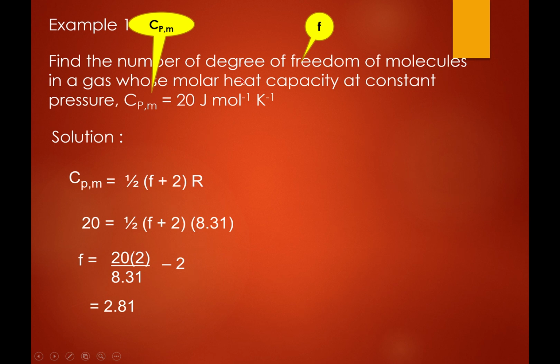But F is the number of degrees of freedom, so we cannot write it as a decimal number. So we must convert it to integer form. So 2.81 is a decimal number, so you must round it off to 3. The nearest integer is 3. So the number of degrees of freedom of molecules in a gas whose molar heat capacity at constant pressure, CPM, equals 20 joule per mole per Kelvin is 3.